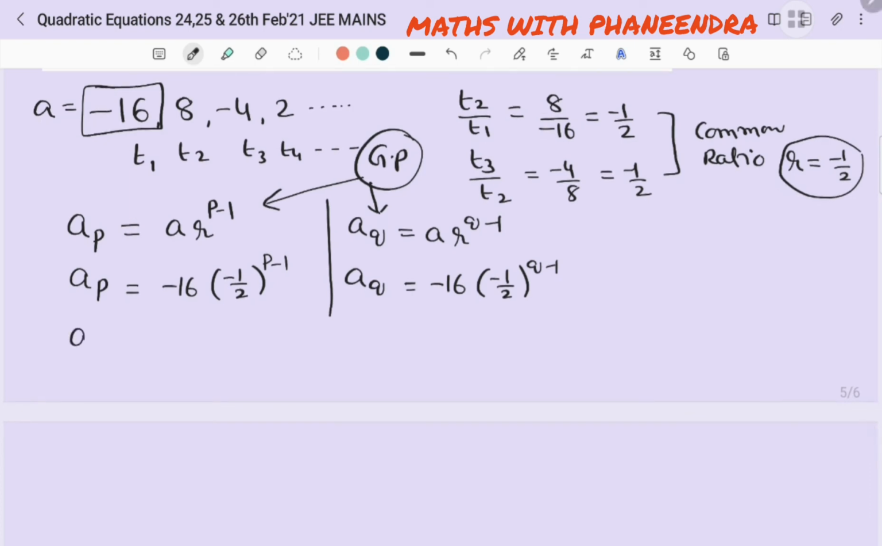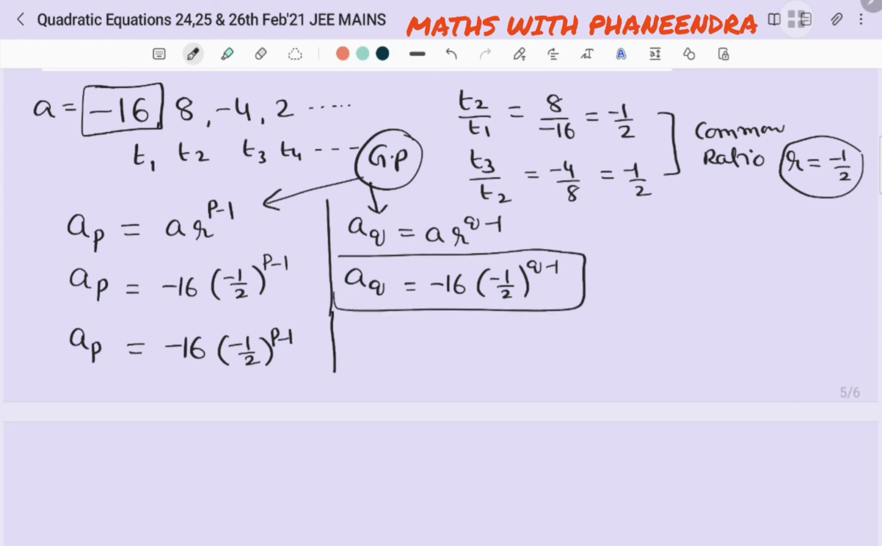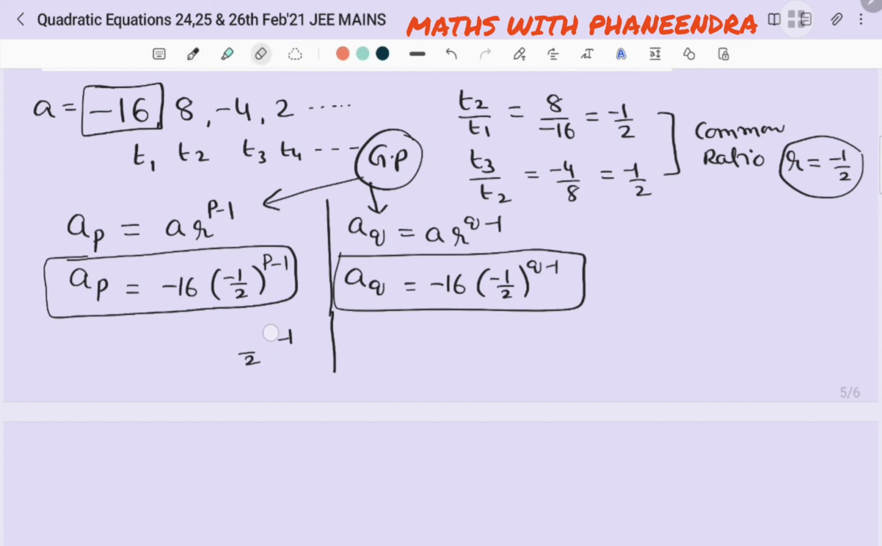So AP is equal to minus 16 into minus 1 by 2 whole power p minus 1. You can keep it like this only, no change at all. Even this we can write like this only, no change. No need to write this step. You can leave it like this. This is the pth term of the GP, and the qth term of the GP.